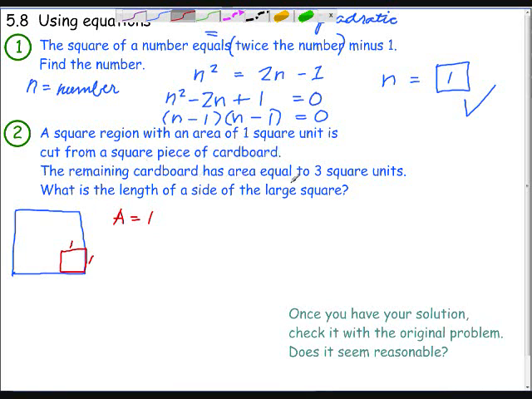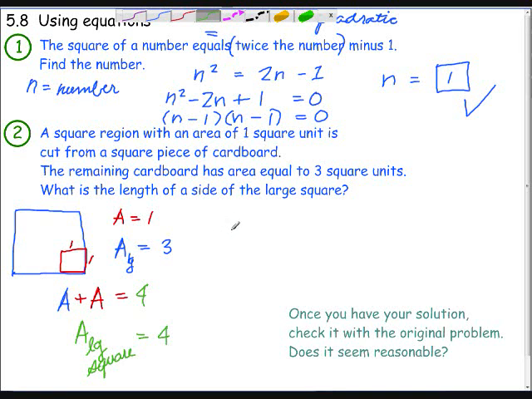The remaining cardboard has an area equal to 3 square units. So the area that remains is equal to 3. I better mark this one as area large, equal to 3 square units. What is the length of a side of the large square? Well, this area here plus this area is equal to 4, right? This area plus this. So the area of the large square is 4.